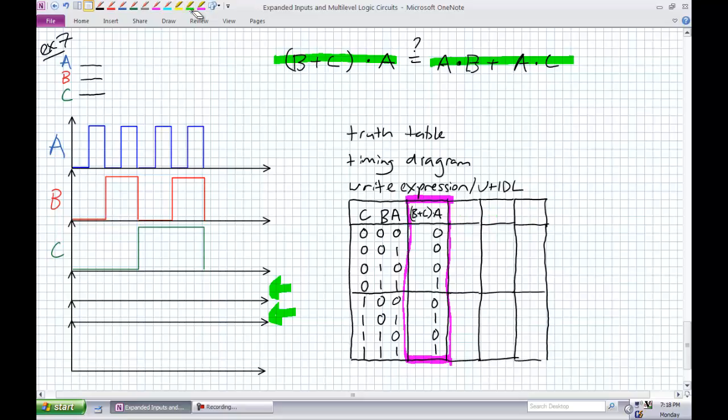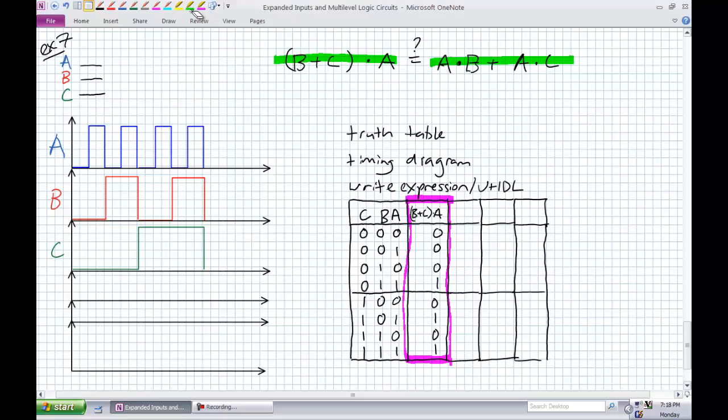Notice I have not drawn the circuit yet either. Thus far in every single example, I've given you the circuit. What I want you to do now is draw the circuit, then do the truth table and the timing diagram. Obviously we've already written the expression. So I've given you this, and you've got to go backwards. This is a little bit of an art form.